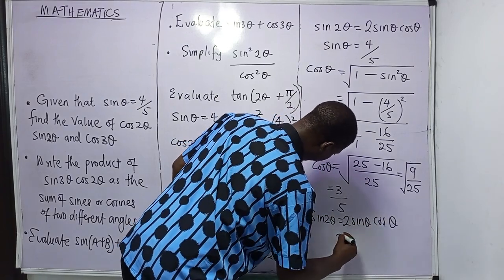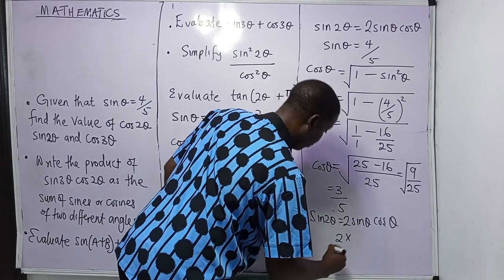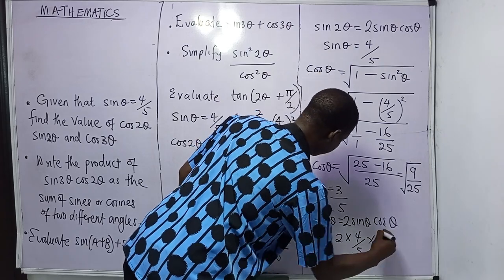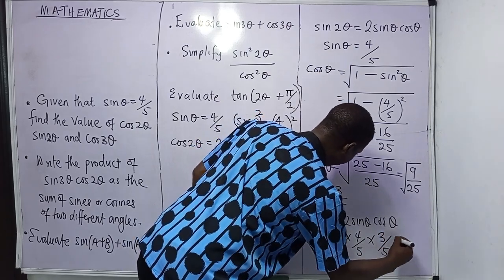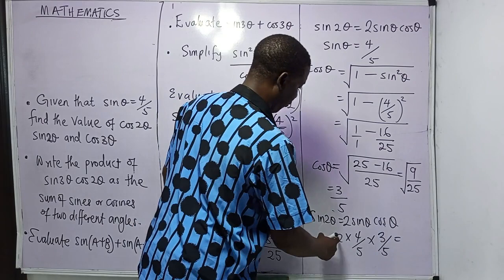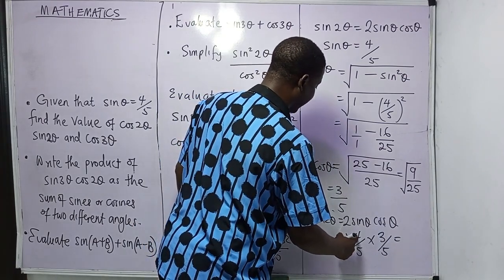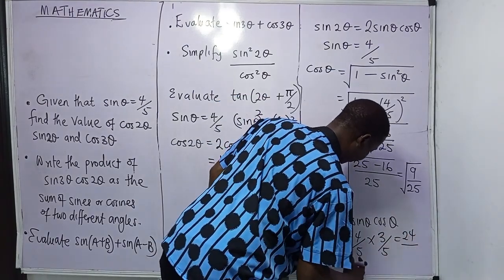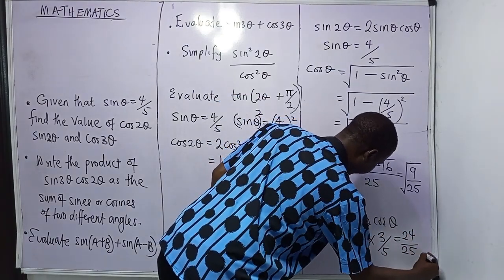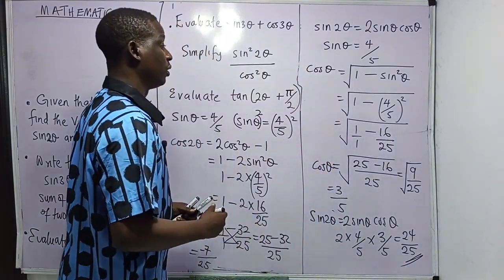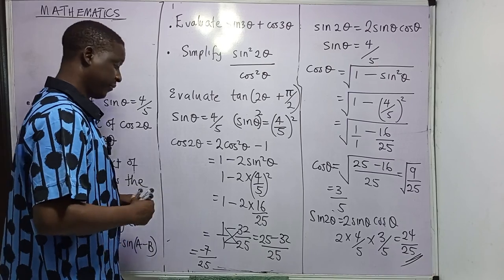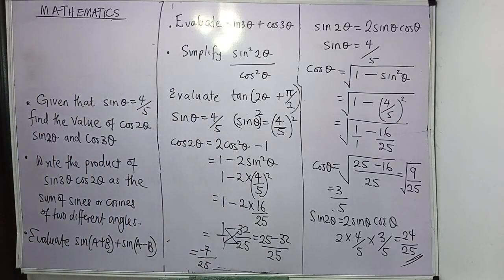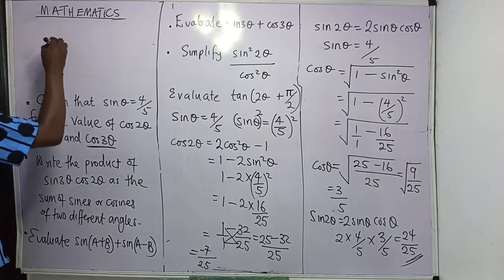Now once we get that, we can say sin 2 theta, which is equal to 2 sin theta cos theta, becomes 2 times 4 over 5 times 3 over 5. So the final answer: 4 times 2 is 8, 8 times 3 is 24, divided by 5 times 5, which is 25. So the answer becomes 24 over 25.